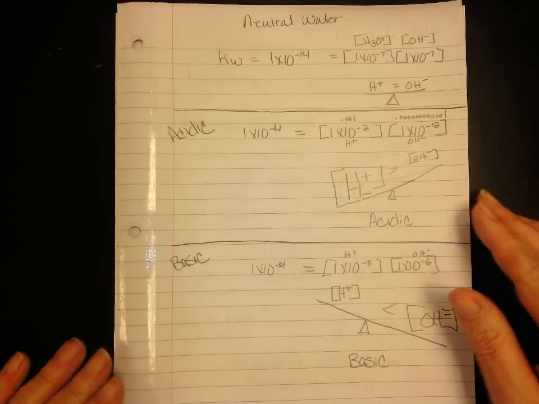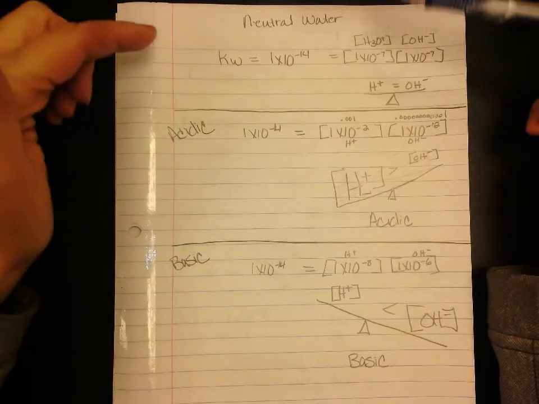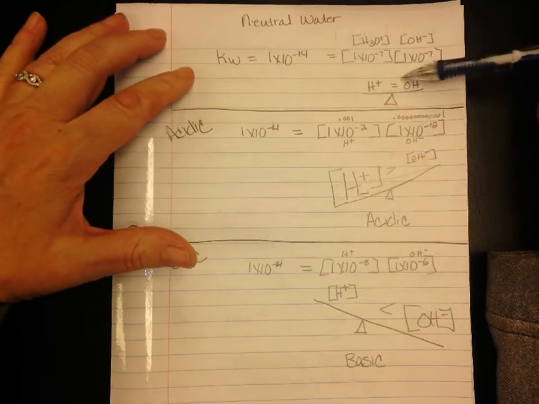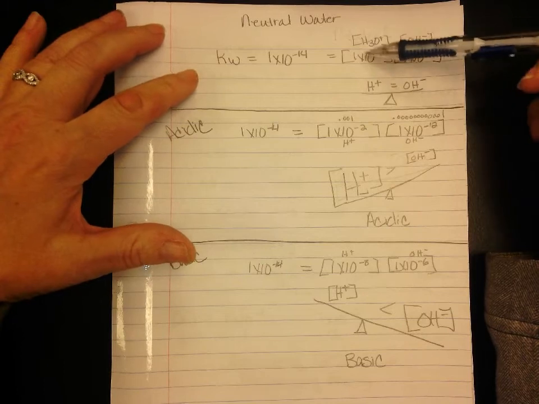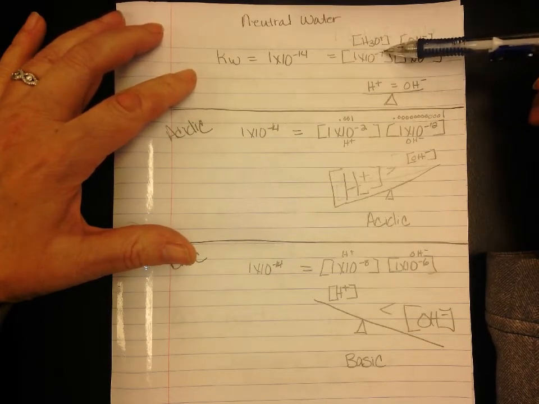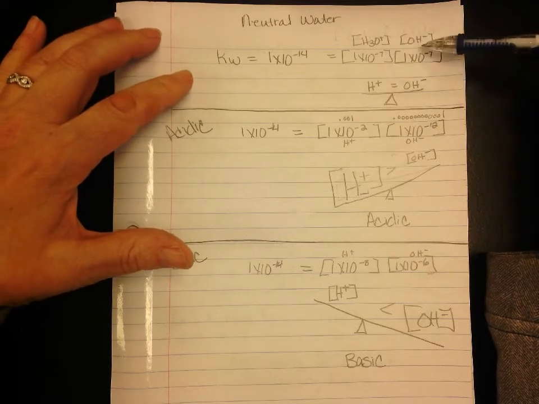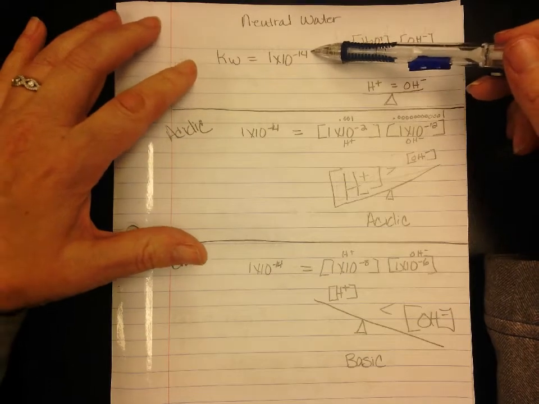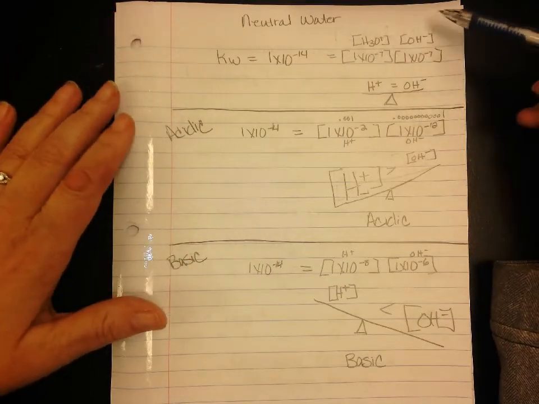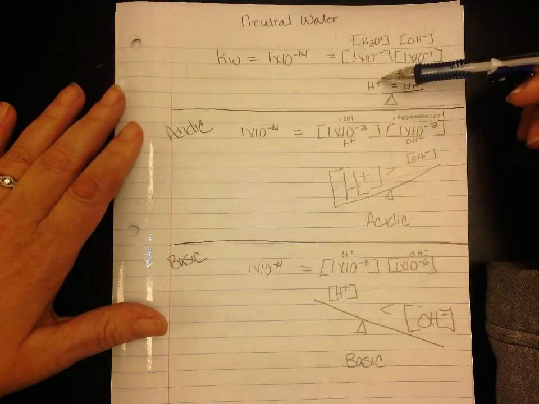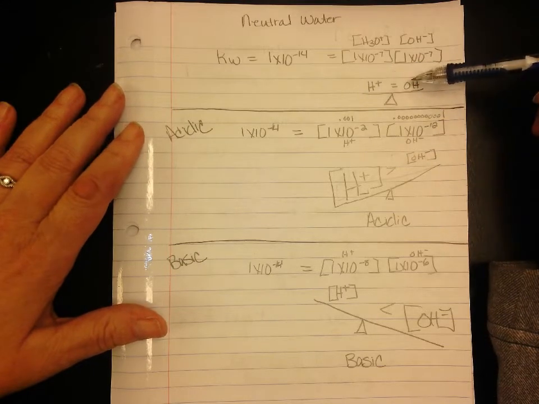So we've been talking about what happens when we add things to water. And water has a natural equilibrium between H and OH. If my water is neutral, both of these concentrations are 1 times 10 to the negative 7th. When I multiply them together, I get 1 times 10 to the negative 14th, which is my Kw for water. So notice, that is really, really tiny. We're hardly making any H's or OH's.